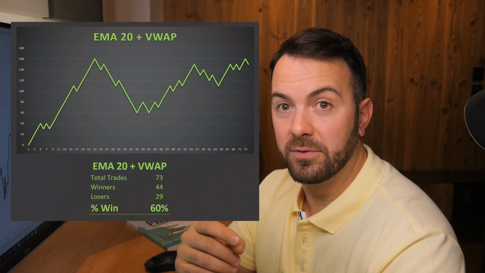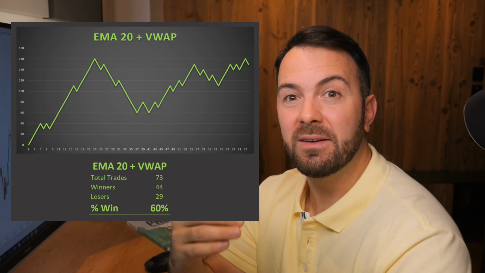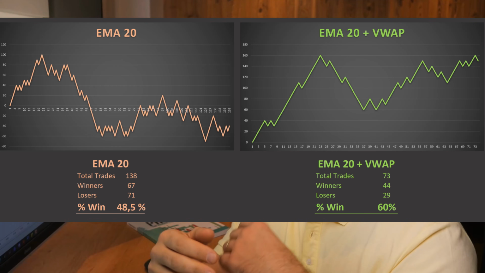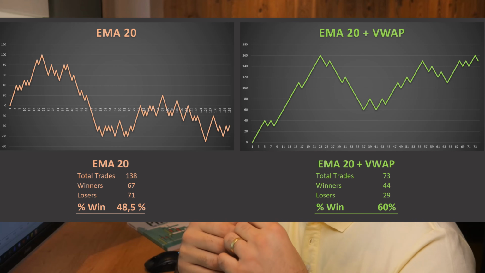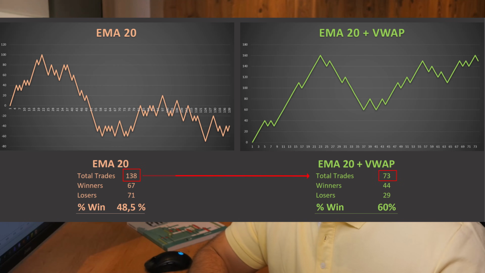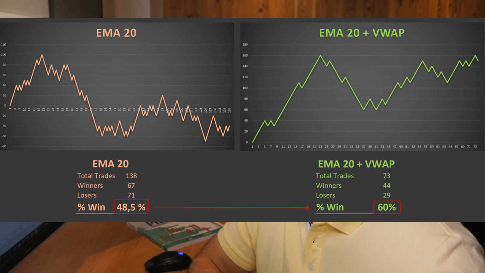Now let me show you the result. Here is the equity of the improved strategy. Not too bad, is it? Let me now compare it to the previous strategy. So here on the left is the original EMA 20 strategy. The one on the right is the same strategy with VWAP added. Total trades dropped significantly from 138 to 73, but what is important is that the win rate rose from 48.5% to 60%. This means that a losing strategy turned into a profitable one.